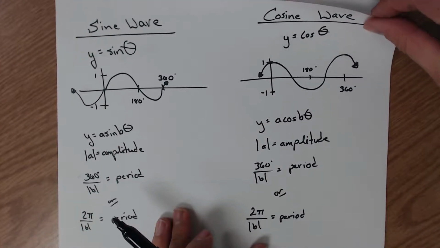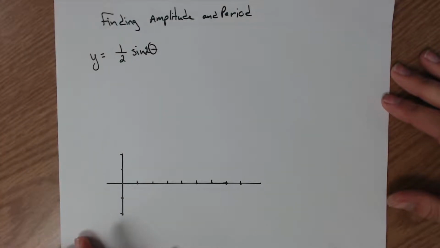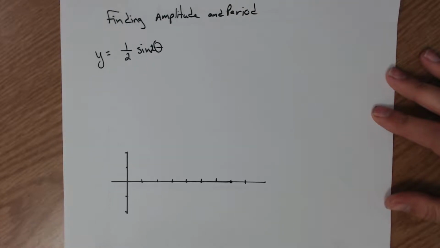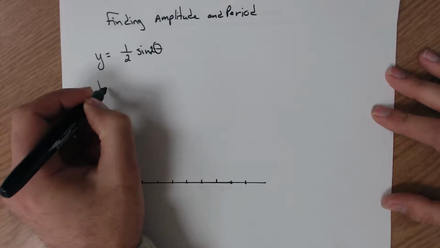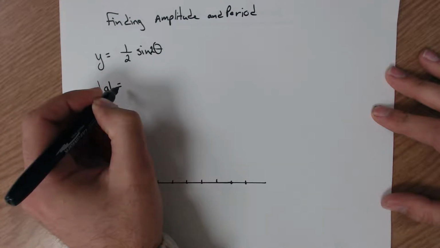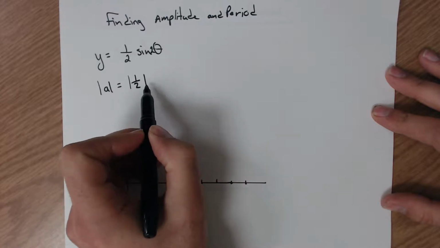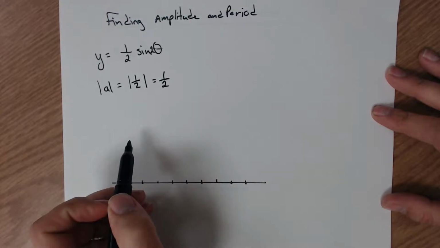Let's go into looking at some examples. So in this one, we are finding the amplitude and the period. The amplitude comes from a number out in front. So we have the absolute value of A. A in this case is the 1/2. What is the absolute value of 1/2? Well, that is still just 1/2. So our amplitude is 1/2.